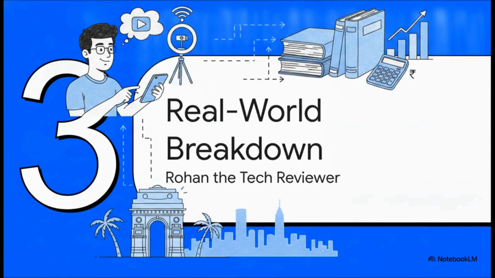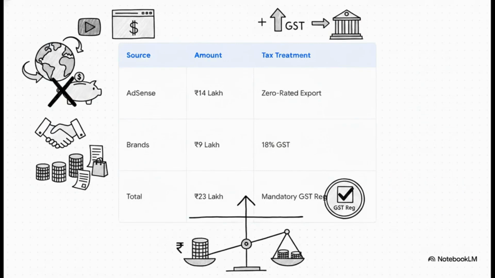Let's look at Section 3, the real-world breakdown, featuring Rohan, the tech reviewer. Let's ground all these abstract tax laws by looking at a highly relatable scenario.